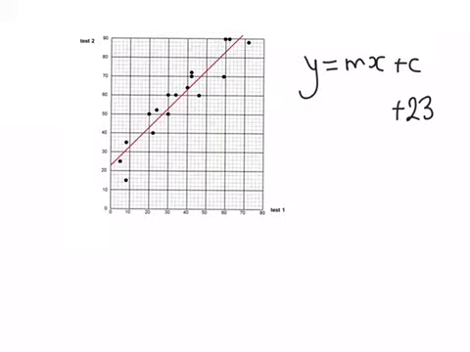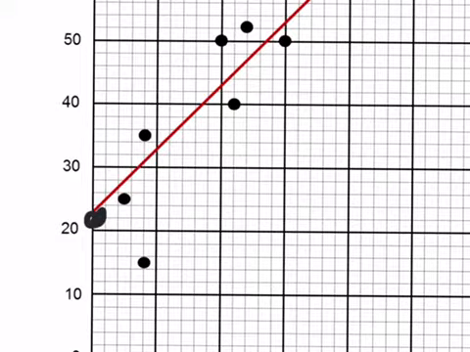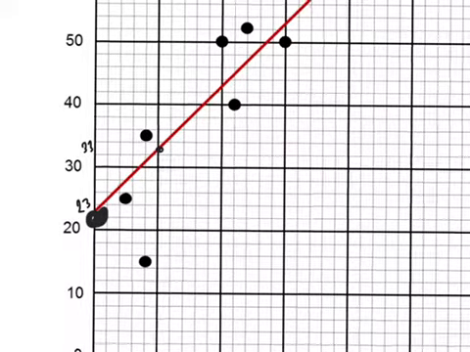So remember, the gradient is every time I go across 1, how many do I go up? Also known as the change in y divided by the change in x. I recommend using the point of the intercept as 1 point, and let's use another point which goes exactly through a corner. If we zoom in a bit here, if we look here, that one is 33 and that one was 23. So let's use that.